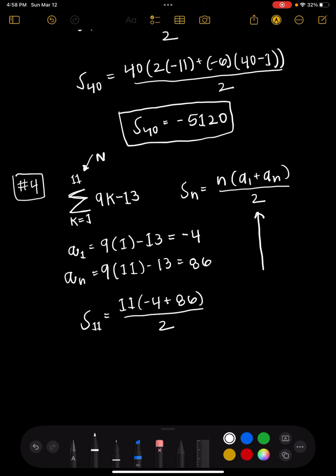Which gives me that S sub 11 is equal to 451. Okay, and there we have it, how to find sums of arithmetic series.